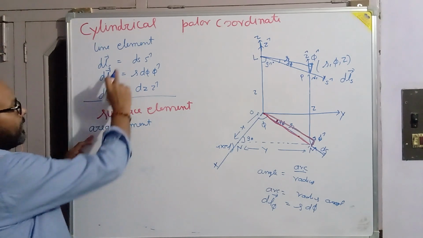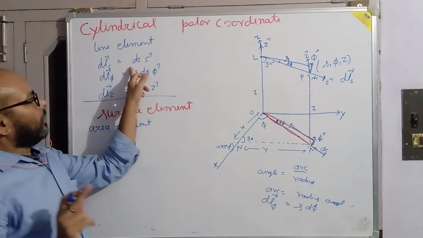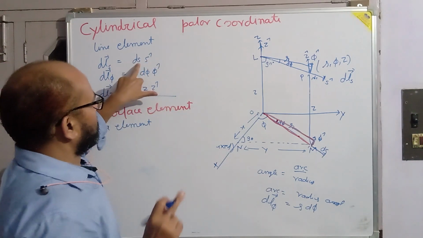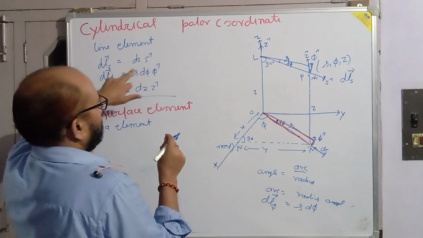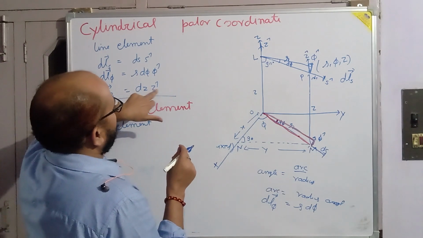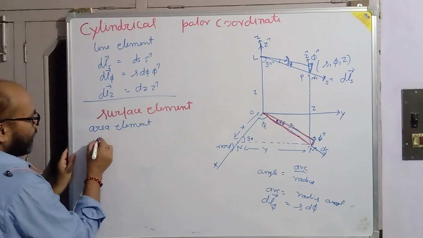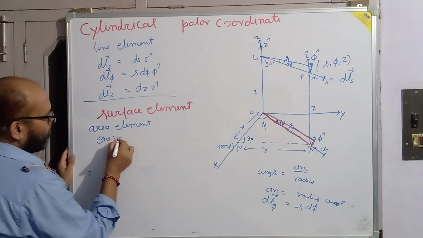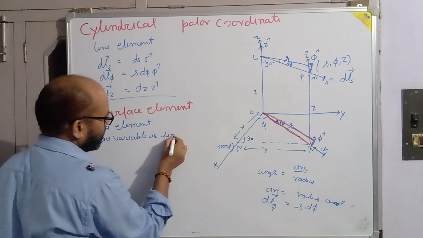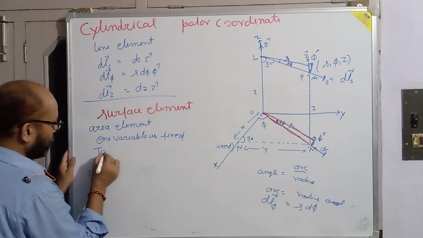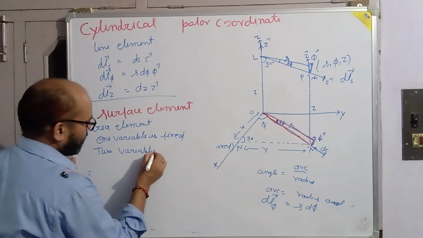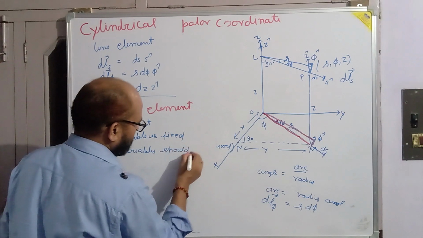So area element, that is, line element means that one variable is changed, two are fixed. Suppose s is changed to s plus ds, phi to phi plus d phi, and z to z plus dz. Area element: one variable is fixed, two variables should be changed.